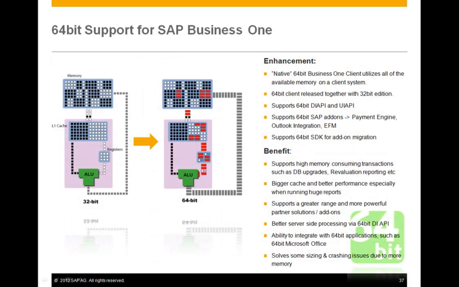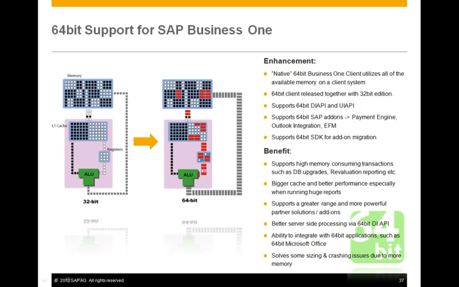Currently, a 32-bit operating system's maximum memory consumption for a single process is around 2 to 3 gigabytes. This can be a real problem when running huge reports, for example, and can often lead to crashing due to not enough memory availability.